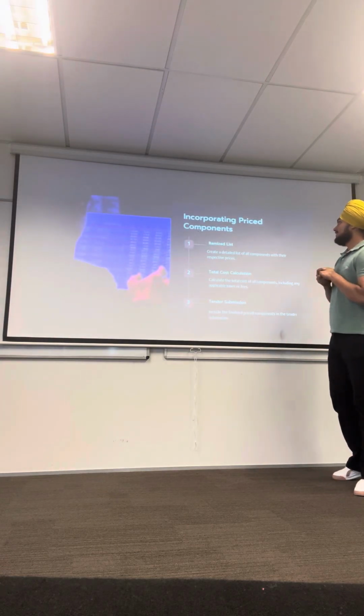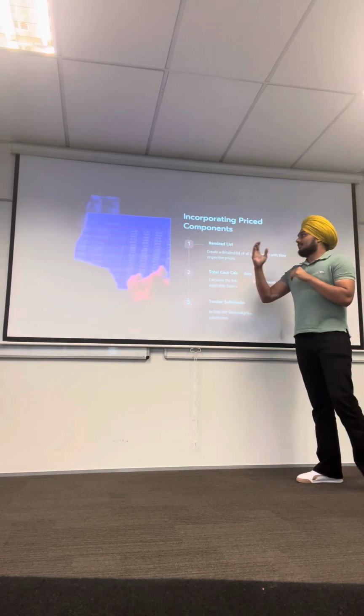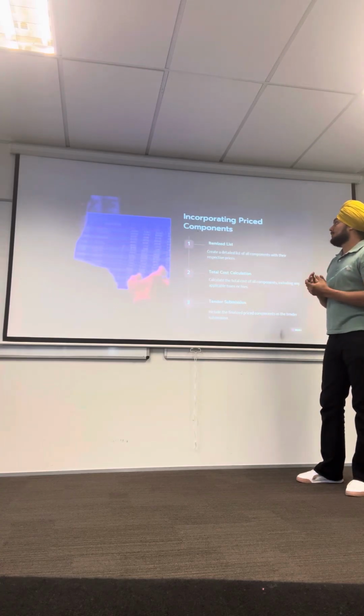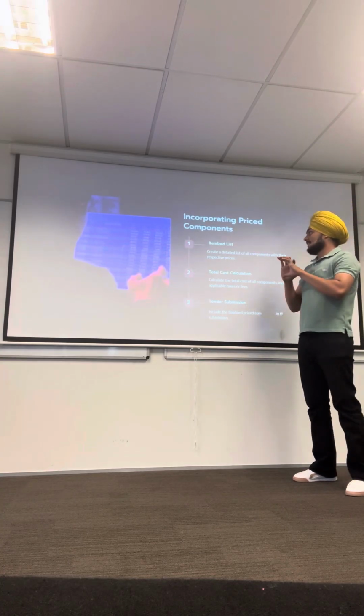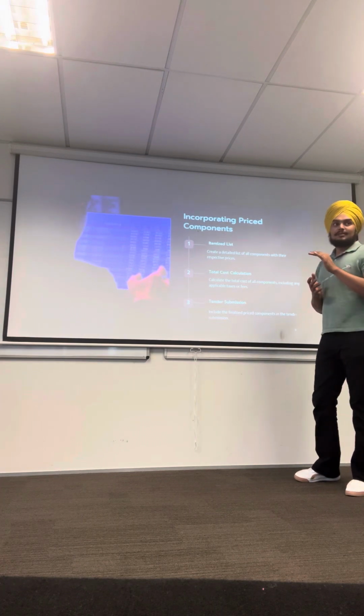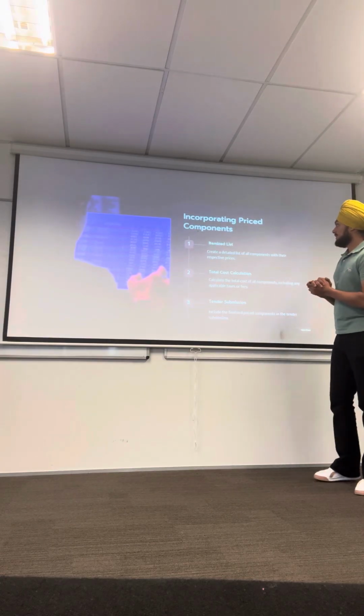The next one is incorporating price components. You are seeing in the picture the man doing the work on a laptop. First we have to make an itemized list. The second one, we have to make a total cost calculation. Then we are doing the tender submission. First one is the itemized list.